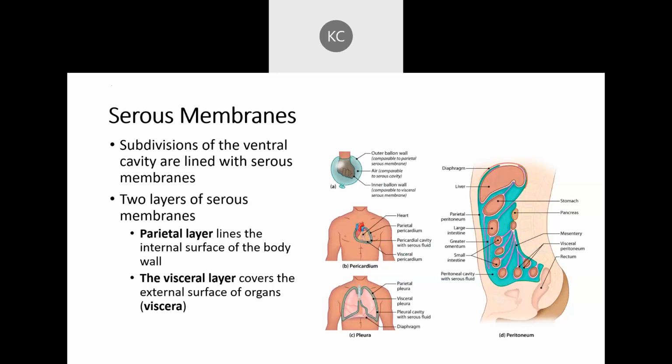The other layer, called the parietal layer, is not on the organ, but it's surrounding the body wall around it, right? So if we look here at the heart, and we'll look at these in more detail in a second, you have one layer on the surface of the heart.